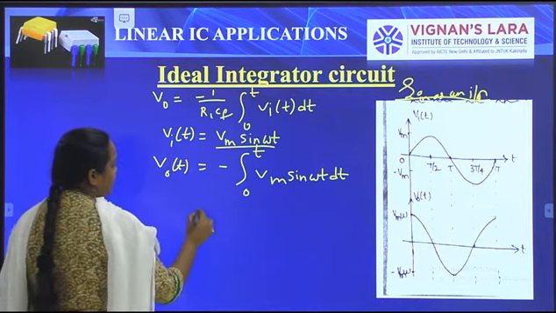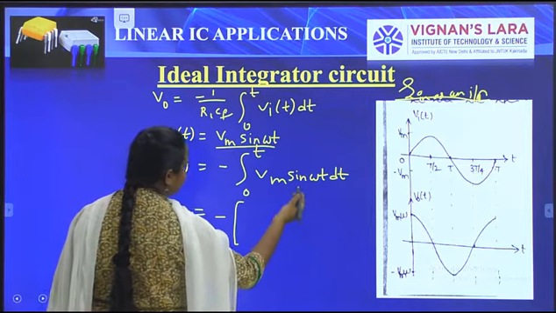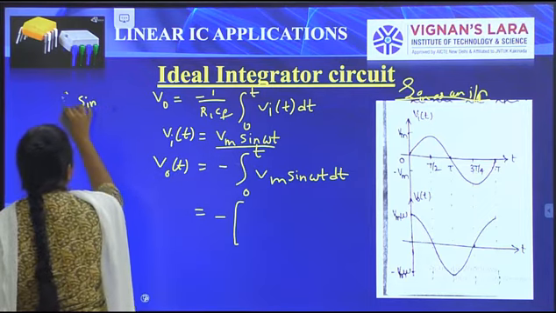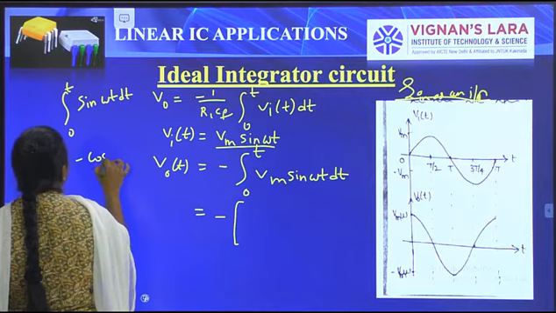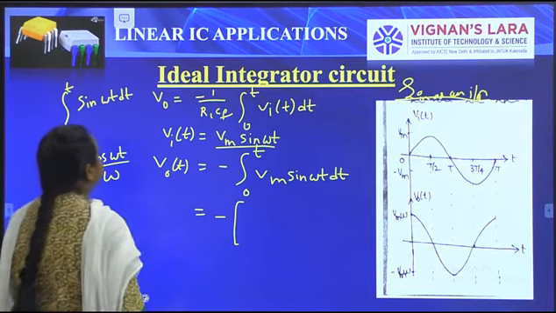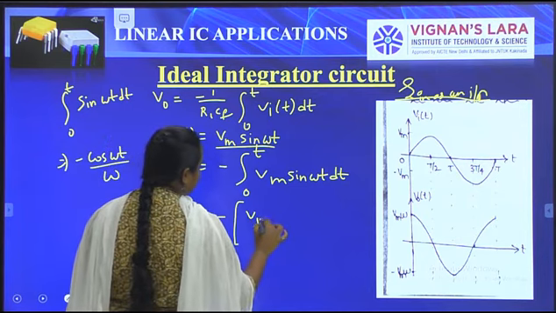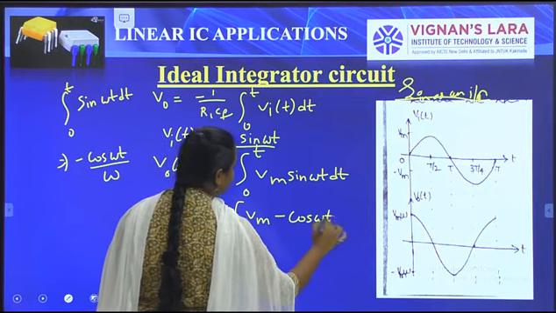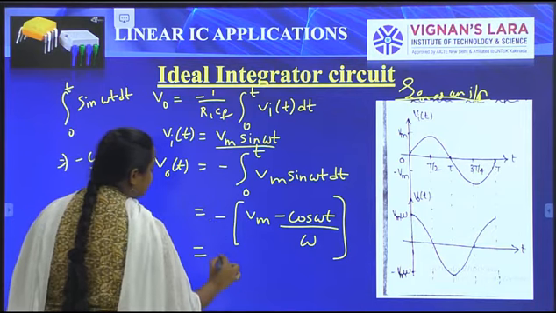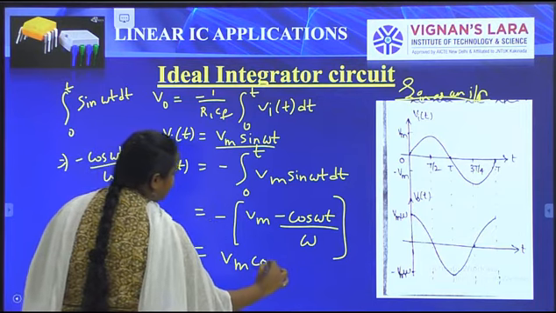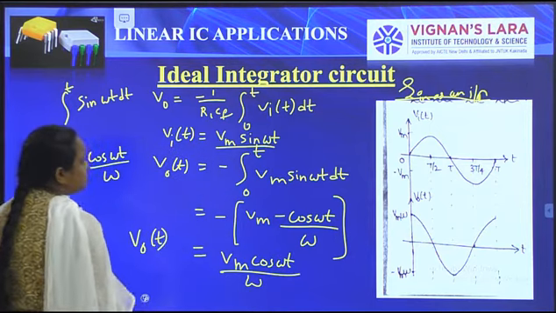So we have minus Vm times the integral of sin omega t dt, which becomes minus cos omega t by omega. So by using the integral 0 to t of sin omega t, we get Vm times minus cos omega t by omega. This is the output. Then minus becomes plus now. So Vm cos omega t by omega is the output V out of t.